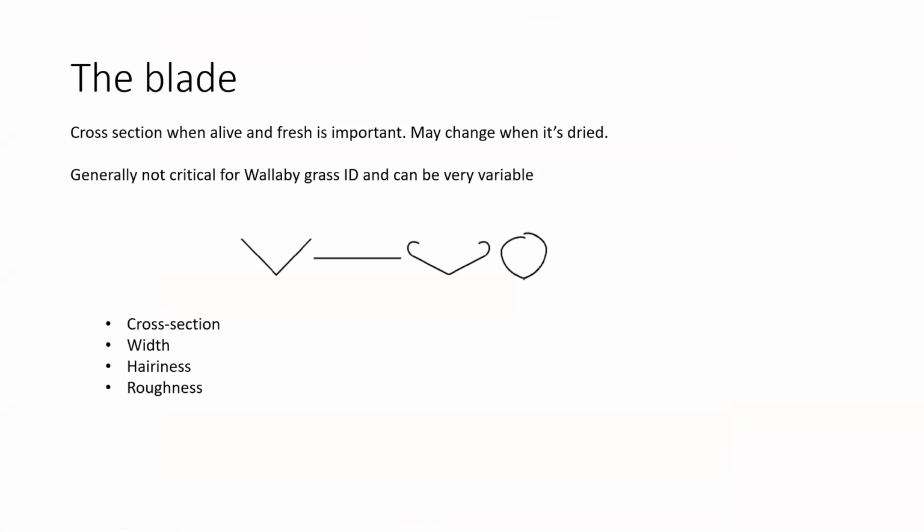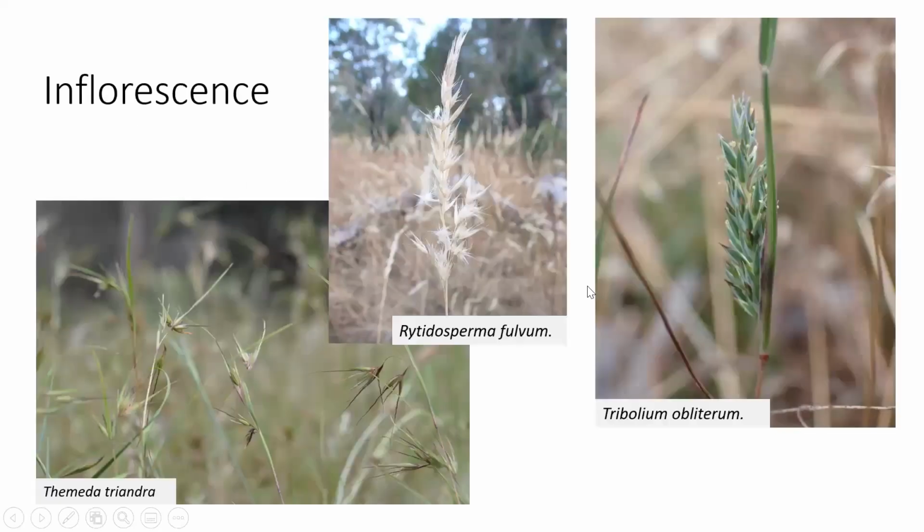Another thing to be aware of is the blade can be an important factor when you're IDing grasses, but it's generally not critical for wallaby grass ID because they can be hugely variable. So you can have very thin or very wide leaf blades within the same species. But something to be aware of, you might have tightly rolled leaf blades, or you might have flat leaf blades. So they can be quite distinct, but yeah, generally not critical.